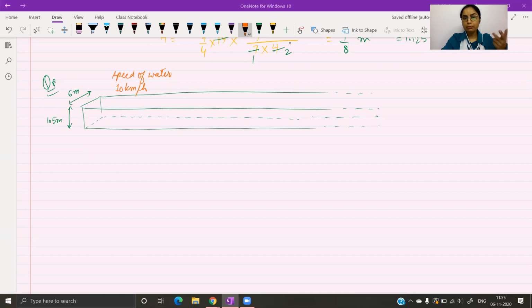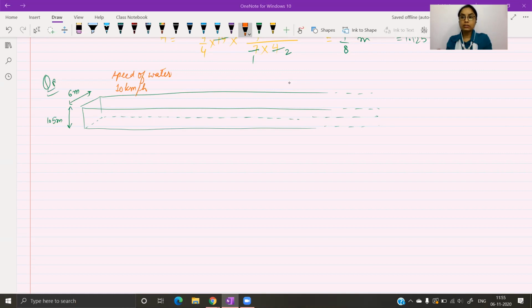Yeah, of course, it will help you understand if you draw it. Otherwise, if you don't draw it, that's completely fine. बिना draw किए भी आप कर सकते हो. It just gives you an idea what's going on here. So the speed which is given to you is 10 kilometers per hour.